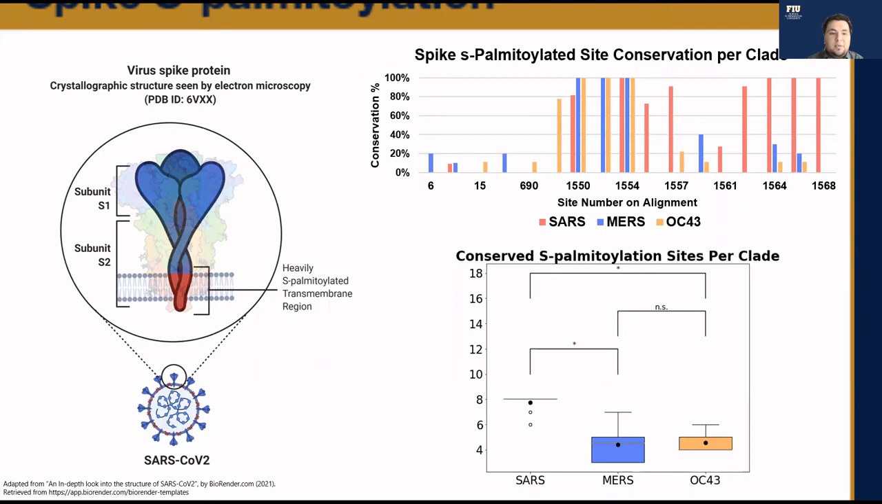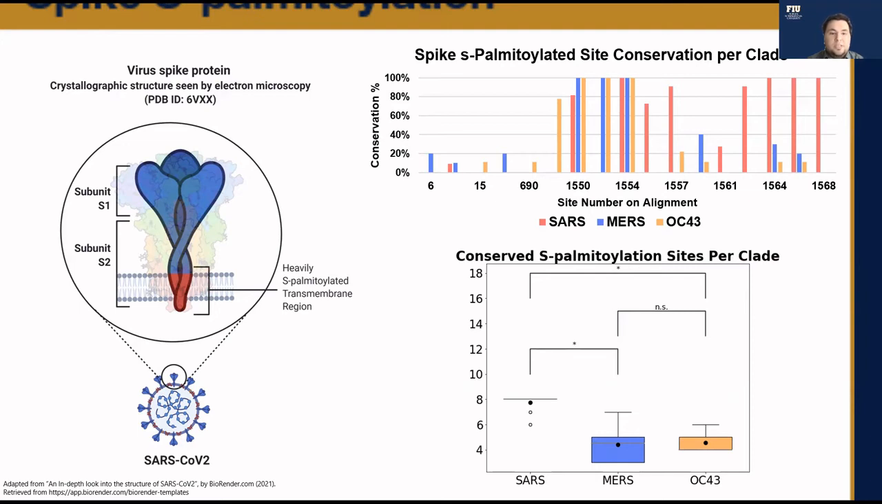S-palmitoylation is a key example of how these PTMs can drive infection by helping anchor the spike protein into the viral membrane. On the figure in red, we have highlighted the S-palmitoylated sites located in the transmembranous region of the viral capsid. On the bar chart, we see that the SARS clade has several clade-specific sites with almost full conservation.